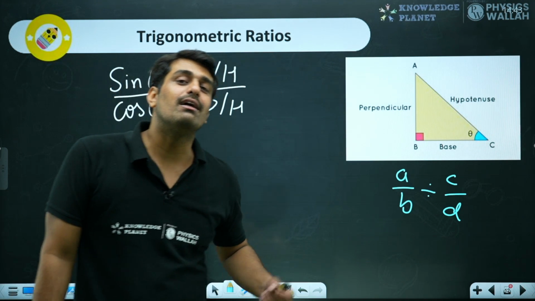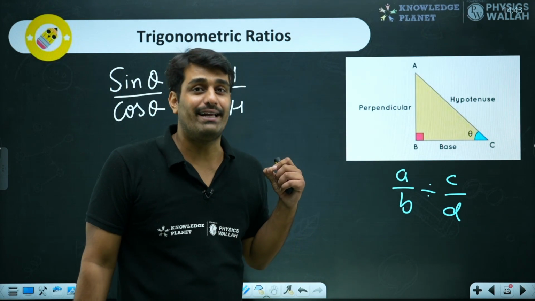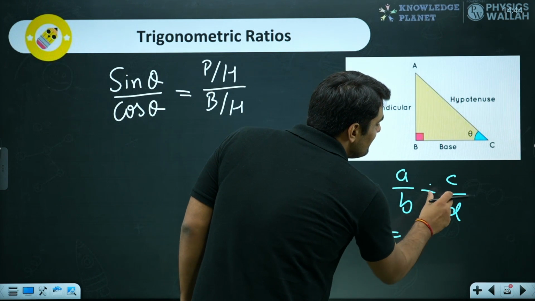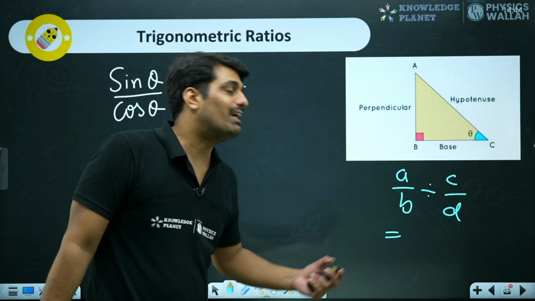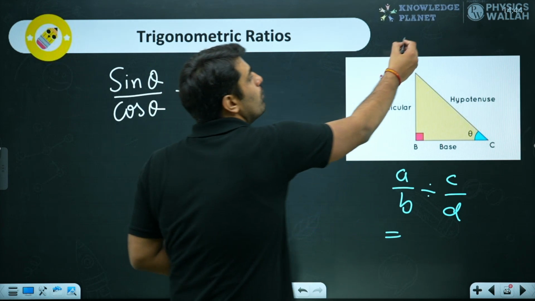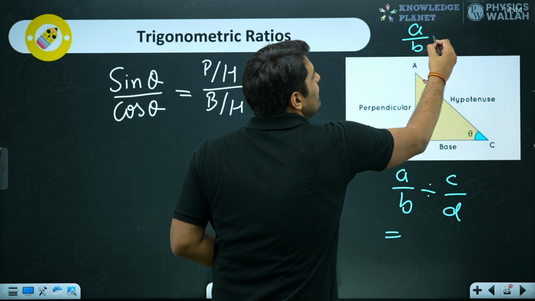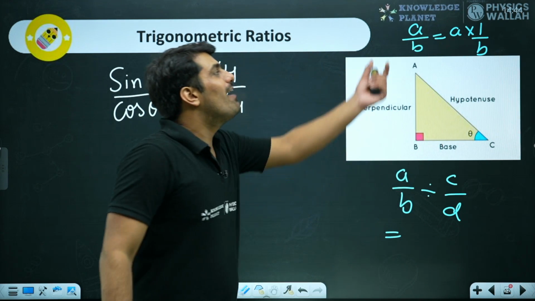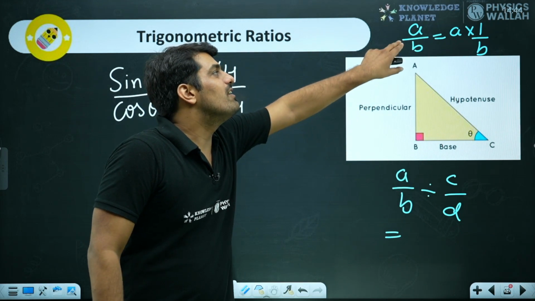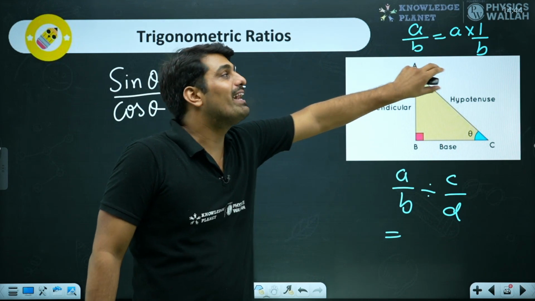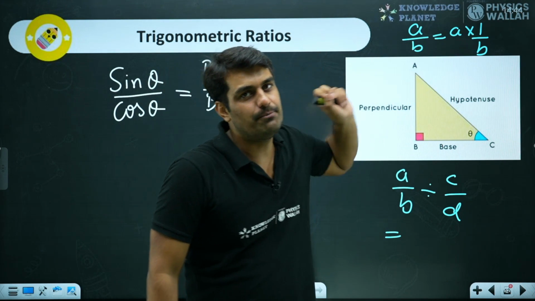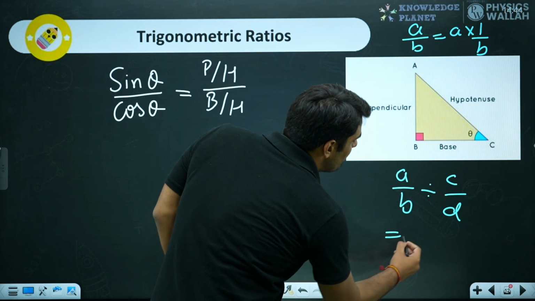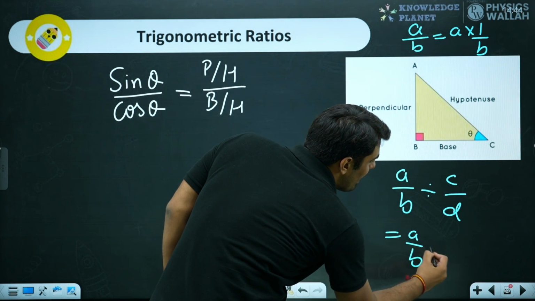Always convert the division into the form of multiplication. How can we do that? Multiplication and division work similarly: a divided by b is the same as a multiplied by 1 by b. So I can convert division into multiplication when I convert b into its reciprocal. So I am taking the reciprocal of it, and it will be a by b multiplied by d by c.